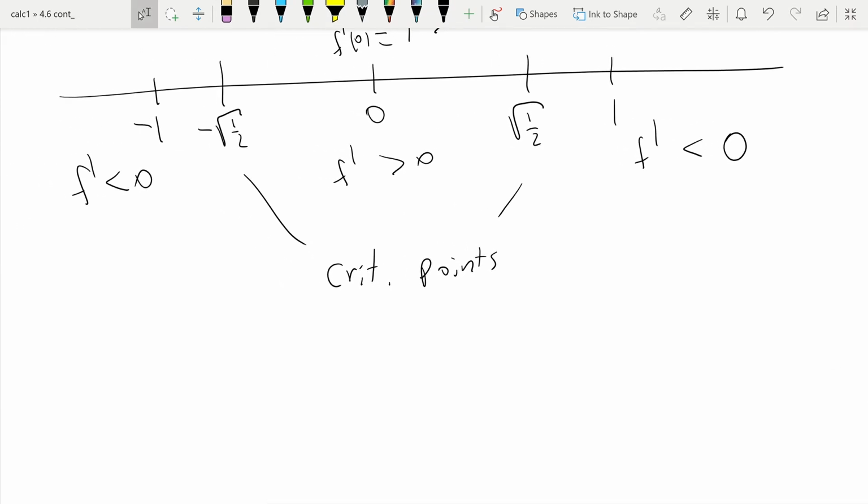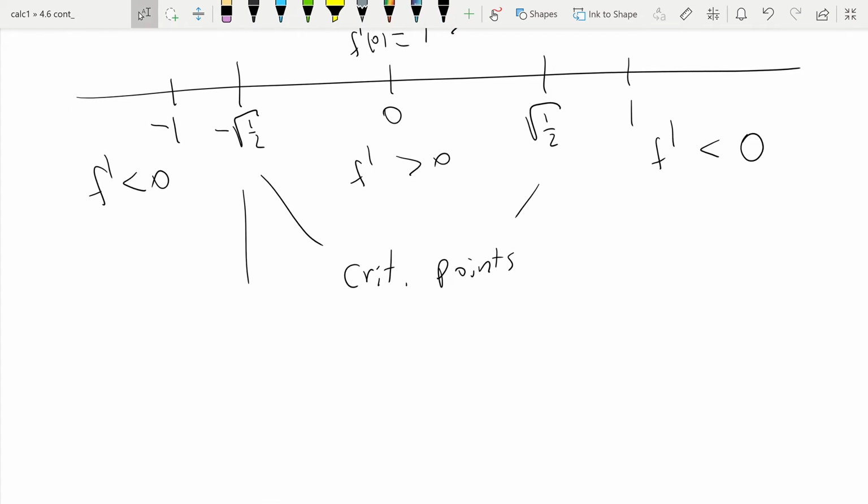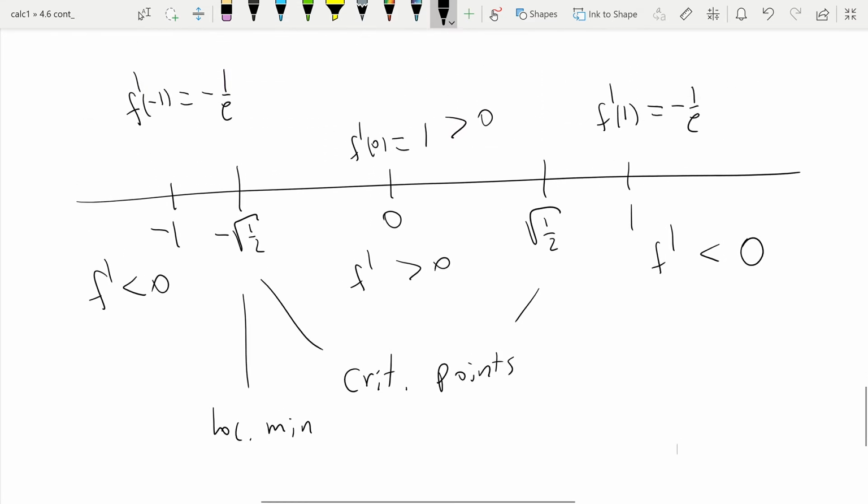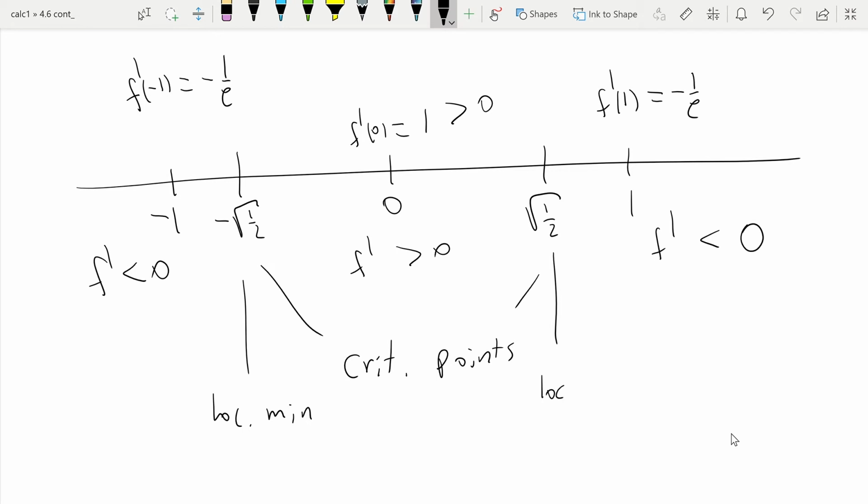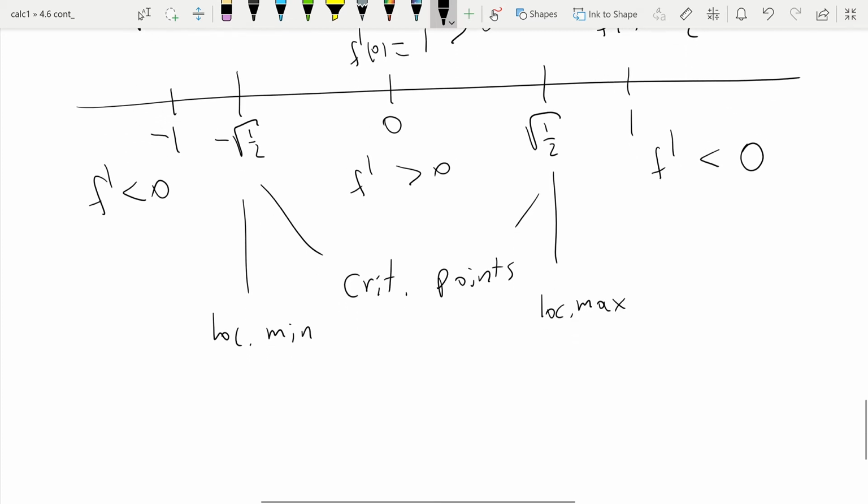Okay, since f prime is negative and then it's positive, this means that minus square root of 1 over 2, what kind of critical point is that? Well, it corresponds to a local min. And we can reason similarly here to conclude this is a local max. So the square root of 1 over 2 is a local max because the derivative is positive, so the function is going up. And then immediately after square root of 1 over 2, the function starts going down, so that means that we have a local max.